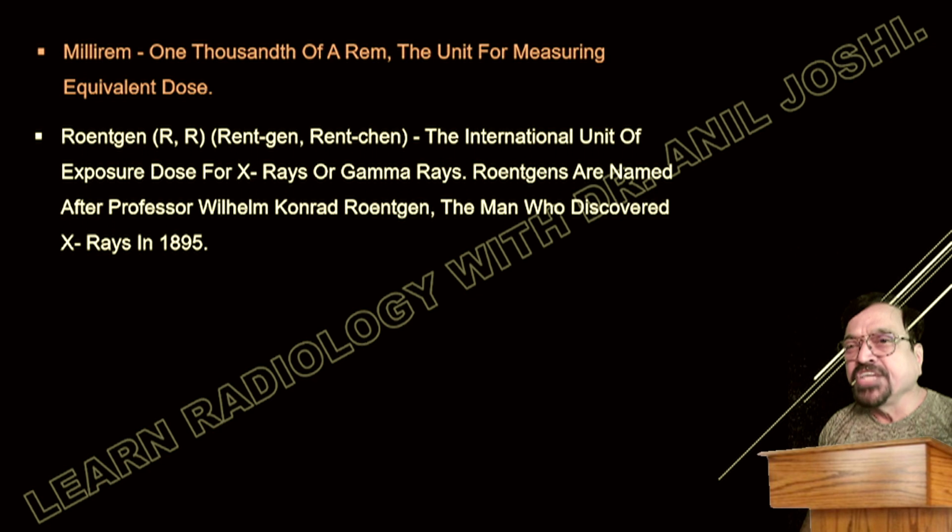Next is Roentgen, the international unit of exposure dose for X-ray or gamma ray. Roentgen is named after Professor Wilhelm Roentgen, who discovered the X-ray in 1895.